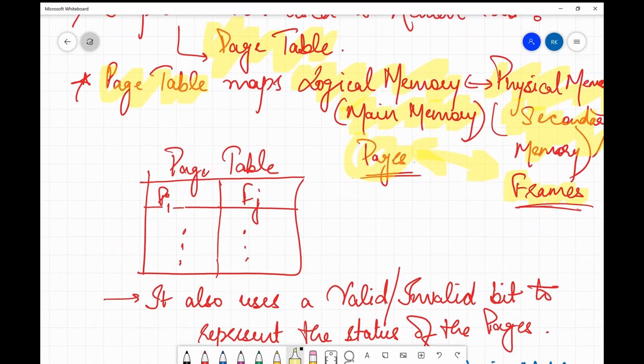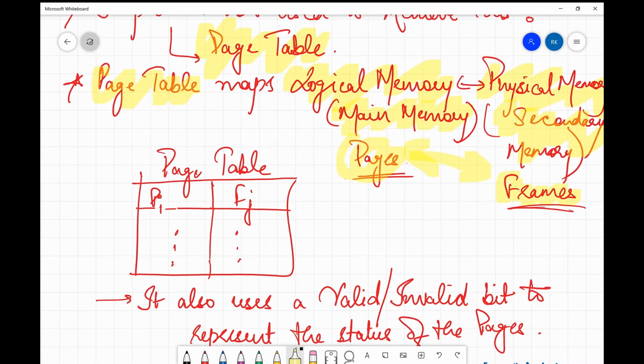If I just have to write it implicitly, it will be like this. There is a mapping which says that the information of page Pi is present in frame Fj in the secondary memory. So this is the frame which corresponds to this page from among these two memories.